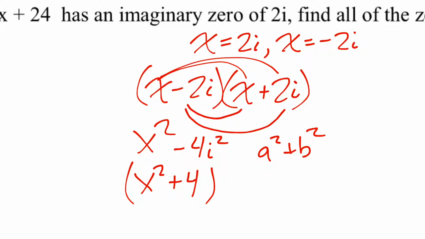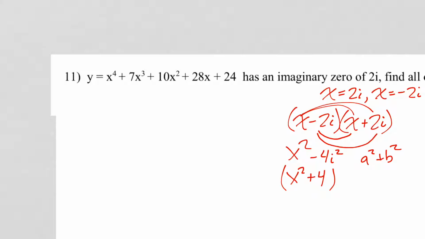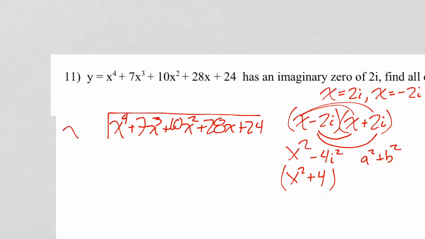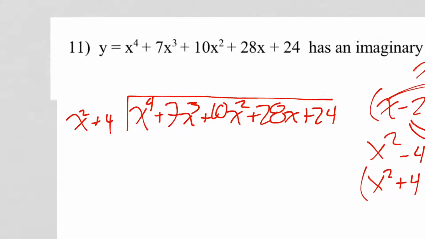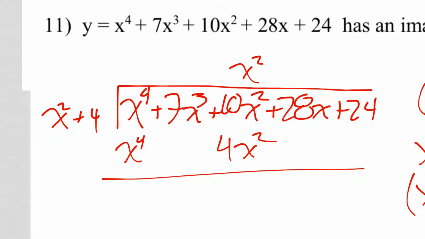Well, what now? Well, x squared plus 4 has to be a factor of this polynomial. So let's divide it. We want to divide x to the fourth plus 7x cubed plus 10x squared plus 28x plus 24 by x squared plus 4. So how do we do that? Well, we ask ourselves a question. x squared times what is x to the fourth? Well, x squared times x squared is x to the fourth, and x squared times 4 is 4x squared.